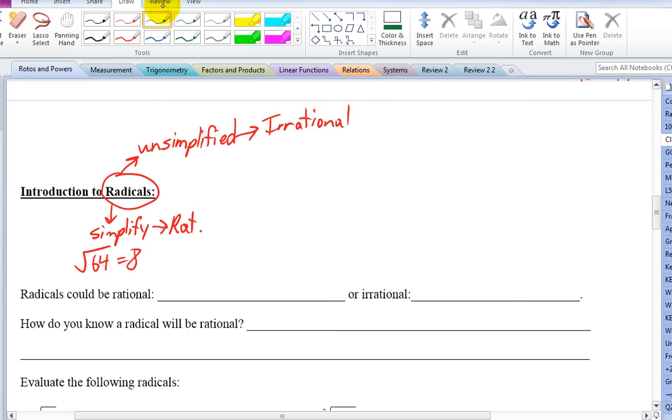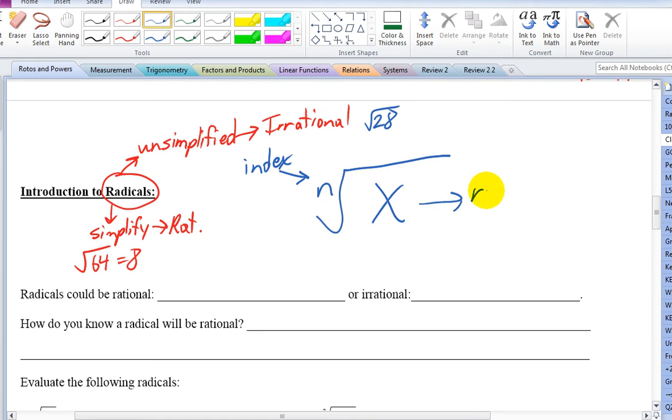Whereas this example for irrational would be like square root 28, anything. You can come with whole different numbers. So what we have for radicals, you have your root. This here is your index. It tells you how many times the number has to be squared or square rooted or whatever you want to talk about. This here is your radicand.